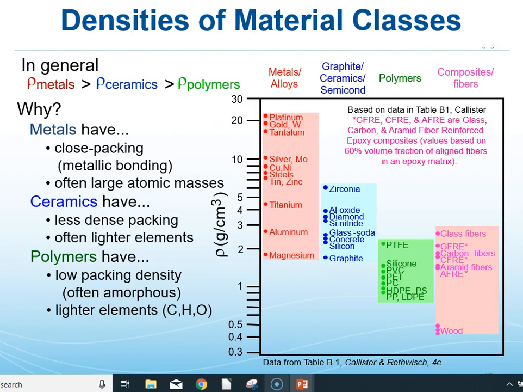And they have the lowest packing when they're crystalline, and when they're amorphous, they're even less dense. And of course, composites are going to be a law of mixtures. They're going to have a density which just follows the law of mixtures based on what constitutes them.